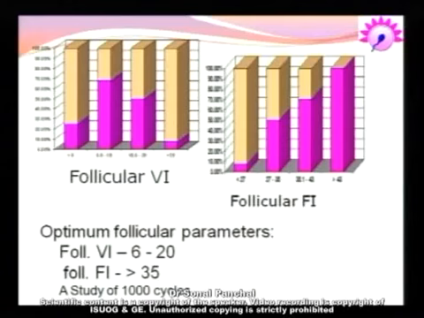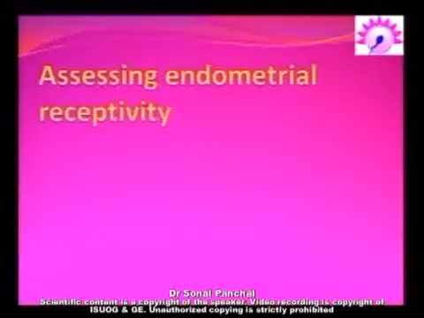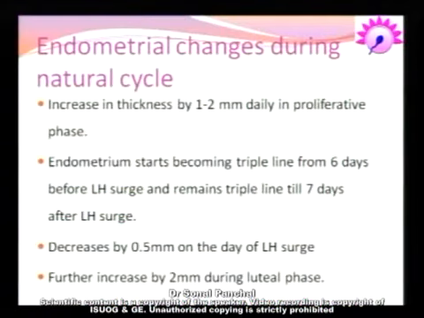And here you can see the results of this study, wherein all the patients selected had normal or optimum 2D and color Doppler parameters, but the pregnancy was achieved only in the patients with the pink bar, wherein the values of the follicular VI was between 6 and 20, and of course the follicular FI was more than 27. Assessing the endometrial receptivity again, we go back to our cycle understanding.